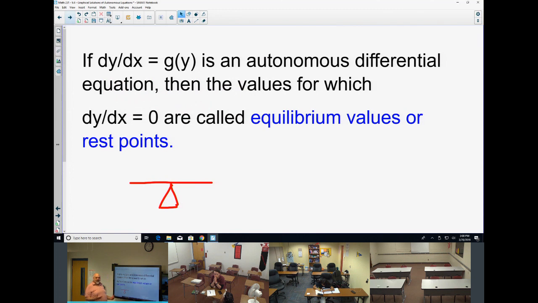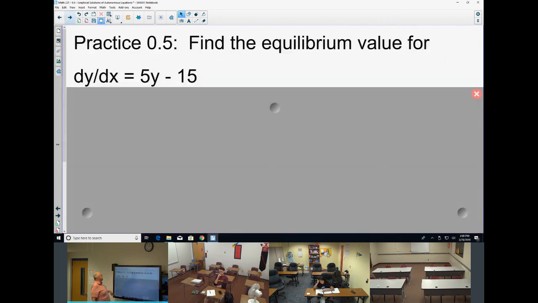And the way that I kind of remember that is I think of a seesaw as being in equilibrium when it balances or when it's at rest. So an equilibrium value or rest point, it's when everything is balanced. All right, so find the equilibrium value for dy/dx equals 5y minus 15. So let's see if you can do that.